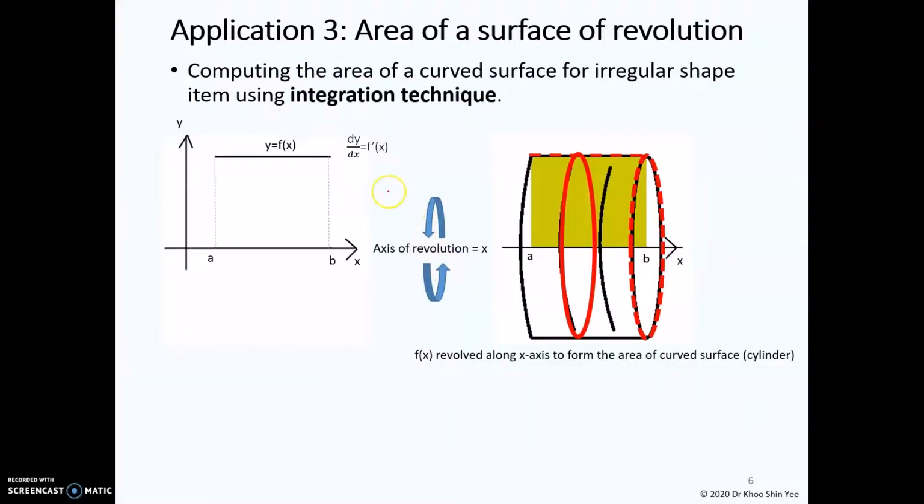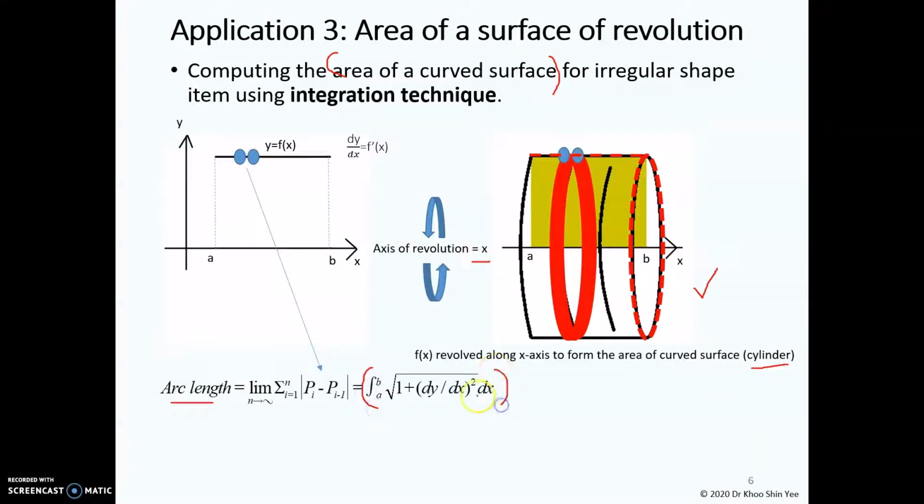In this example, we will use the integration technique to find the area of the curved surface. So in this case, let us have a function y equal to f(x), and if you rotate this function by 360 degrees about the x-axis, then you should be able to obtain the cylinder shape. Previously, you have learned that we can use this formula to find the arc length. For example, in this case, we can use it to find the distance from here to here. In this case it's a straight line, however this formula can be applied for any curved line.